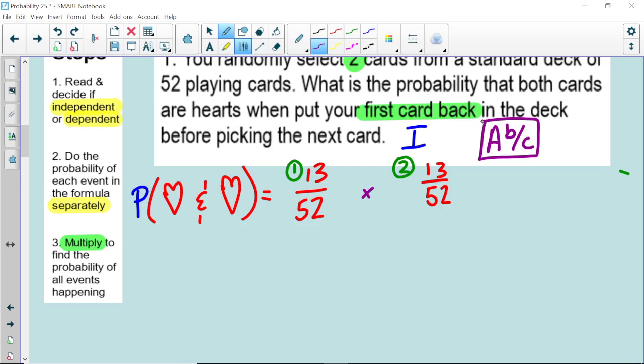All right, when we do 13 ABC 52 times 13 ABC 52, what do we get? 1 over 16. That is our simplified fraction. The chance of getting a heart, putting it back, getting another heart is 1 out of 16. So in theory, if you do this 16 times, one of those times you should get a heart and then another heart.